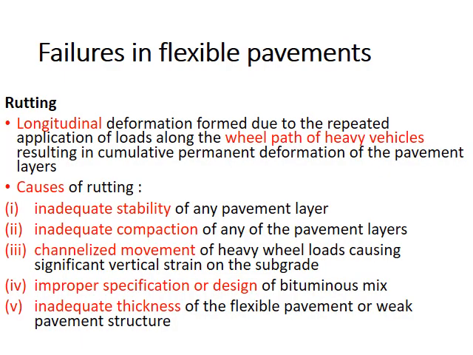Next you have rutting, which is the longitudinal deformation formed due to repeated application of loads along the wheel path of heavy vehicles. So causes of rutting are inadequate stability of the pavement layer, that is inadequate strength. Stability refers to strength. Then inadequate compaction of any of the pavement layers, channelized movement of heavy wheel loads, that is heavy vehicles always moving through the same part of the road.